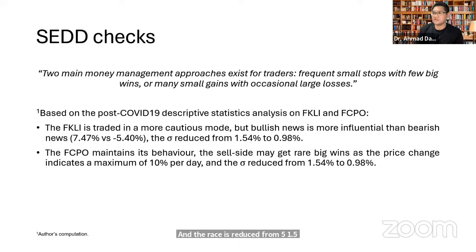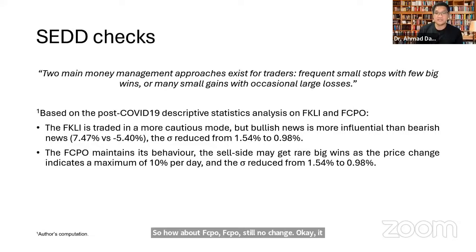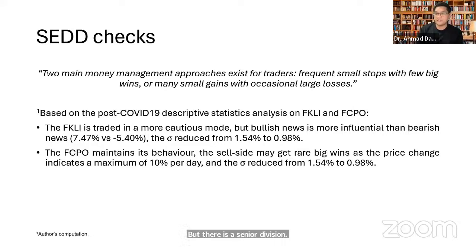I believe you can recall your knowledge about the standard deviation, which we use in finance as the risk metric. So how about FCPO? FCPO still has no change. It maintains its behavior, whereby bearish news influences this market more. The sell side may get rare big wins, as the price change indicates a maximum of 10% per day. It can reach 10% per day, but the standard deviation moves from 1.54 to 0.98.